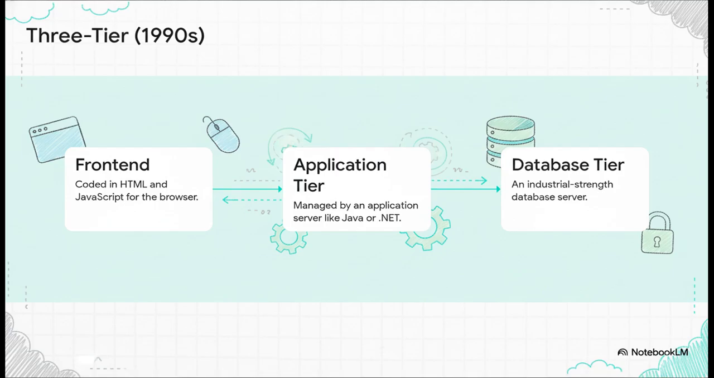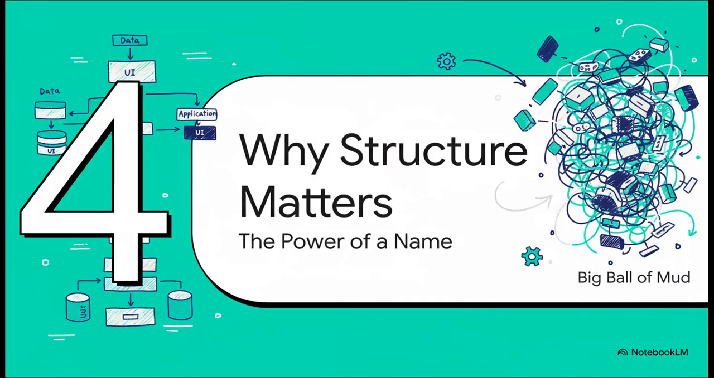This separation became the go-to style for years, and for a good reason. It allowed specialized teams, front-end devs, back-end engineers, database admins, to all work on their parts at the same time, which drastically sped up development. Okay, so we've gone from total chaos to this layered structure, from a single unit to distinct tiers. But this isn't just some academic exercise. Having a name for these structures, like 3-tier, has a really profound impact on how we build software. So let's talk about why that shared language, the power of a name, is so incredibly important.